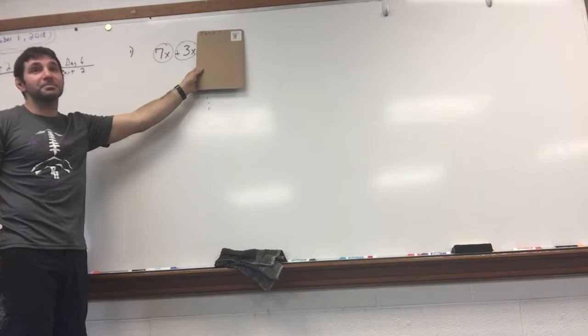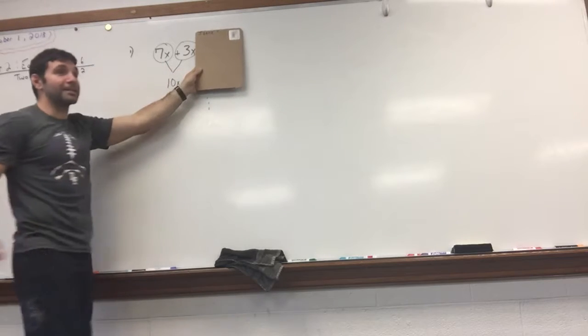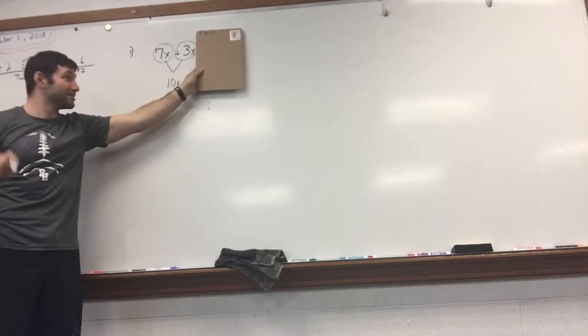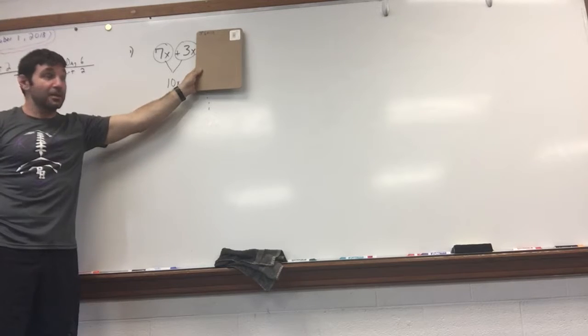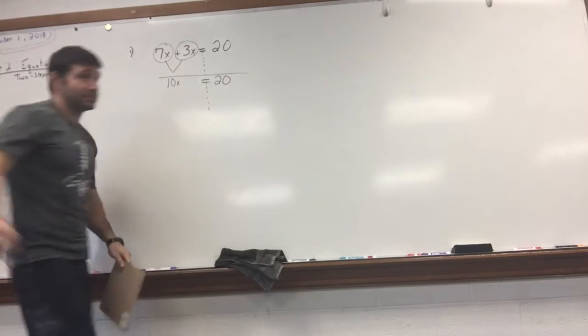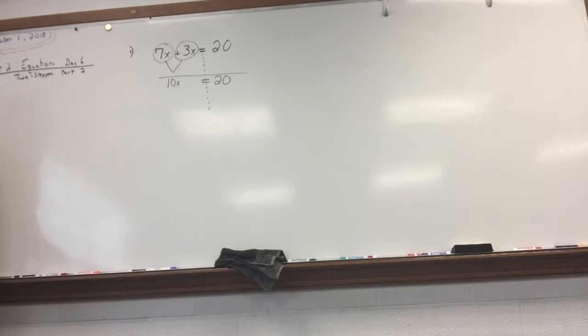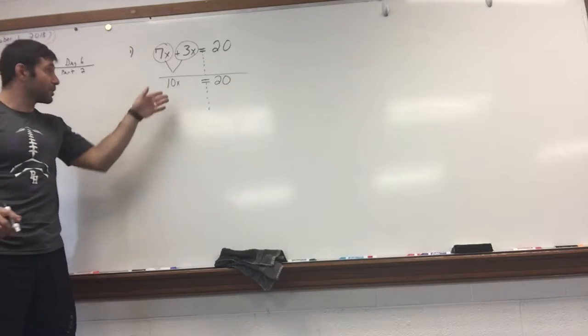Caleb, 7x's plus 3x's. 10x. Very good. So I've got 10 x's. Questions there? So now we have 10x equals 20. Is this an equation that we can solve? We want to isolate the variable. So this is now 10 times x equals 20.